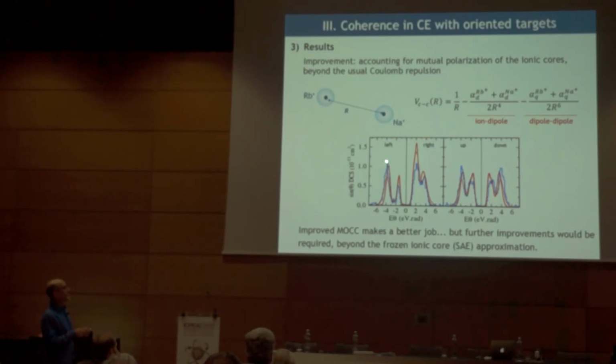We indeed obtain now within the improved MOCC calculation that the outer peak is greater than the inner one. But some discrepancy remains, for example, about the location here of the outer peak, and we trace back the root of this latter discrepancy to the use of the single active electron approximation. And we think that the molecularization of the ionic core should be accounted for.